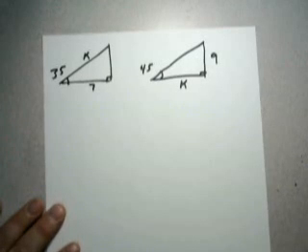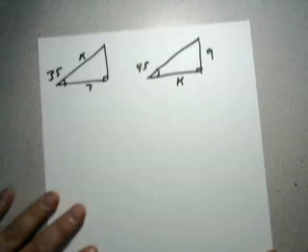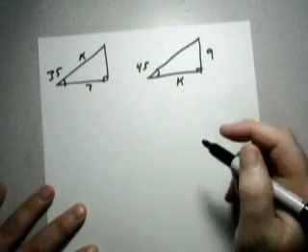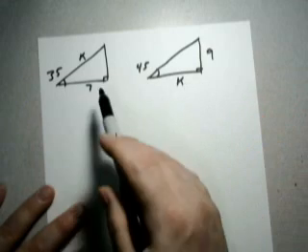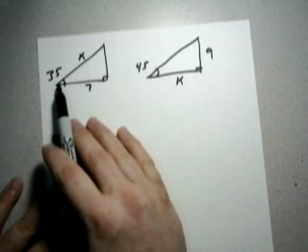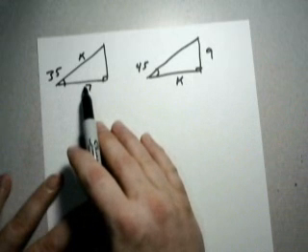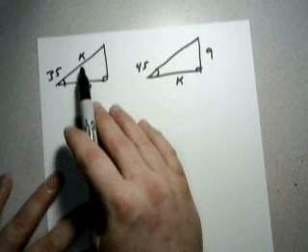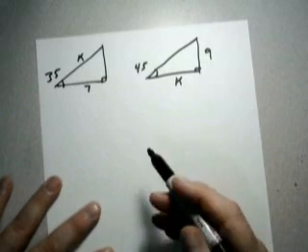Okay, continuing to number 6. So we have these triangles here, and our goal is to find the missing side K. So we look at this one right here. We're given the reference angle is 35, and the adjacent side is 7. What we need to find is the hypotenuse.